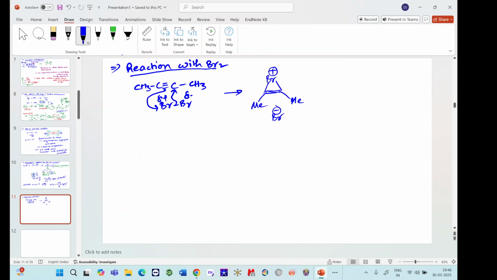Okay, now you have Br minus, this can attack from the other side. Okay, and we will have the anti product. This is also stereoselective.